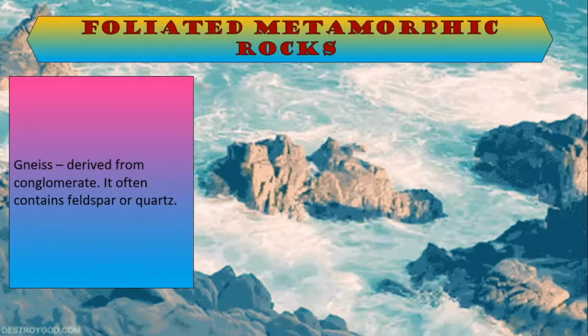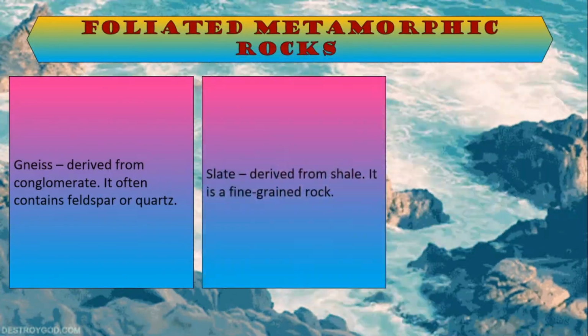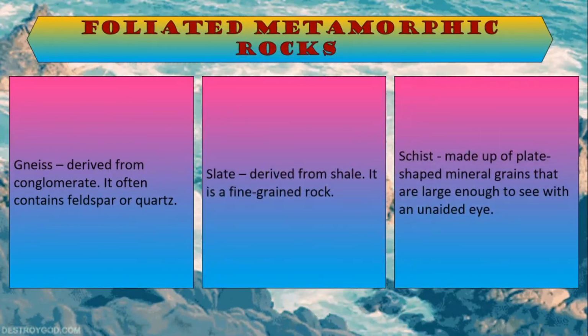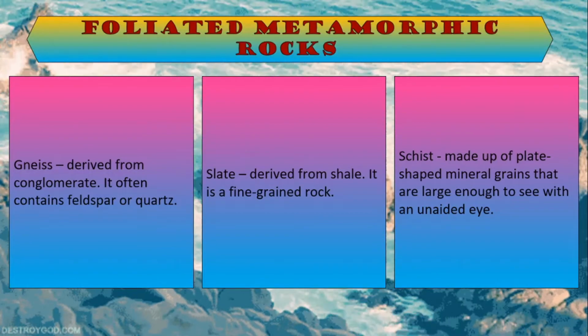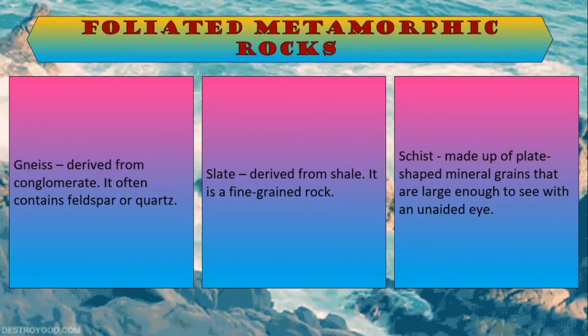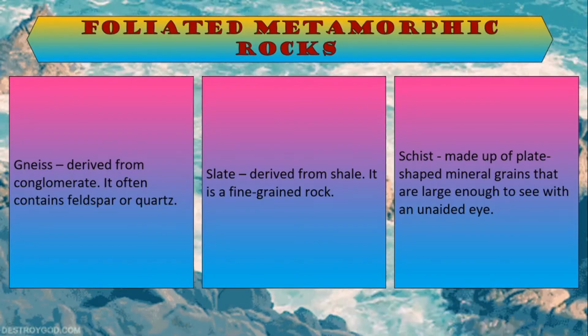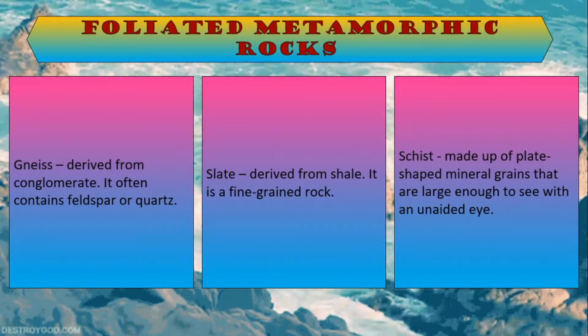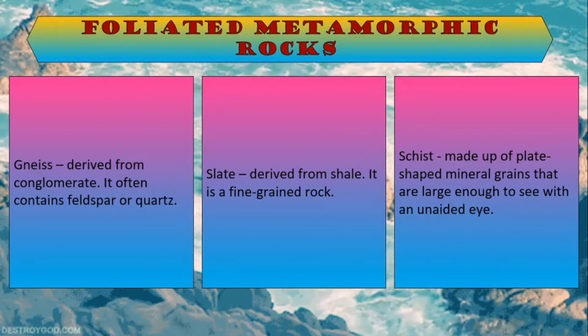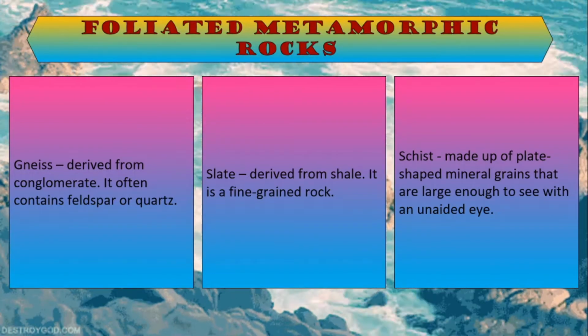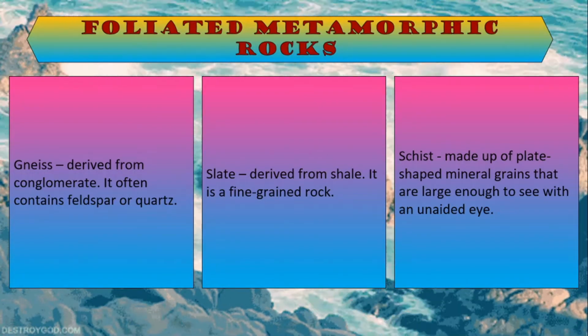Examples of foliated metamorphic rocks are gneiss, slate, and schist. Gneiss derives from conglomerate. It often contains feldspar or quartz. Slate is derived from shale. It is a fine-grained rock, while schist is made up of plate-shaped mineral grains that are large enough to see with the unaided eye.